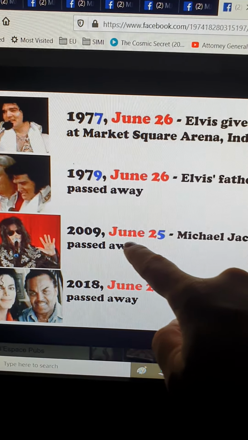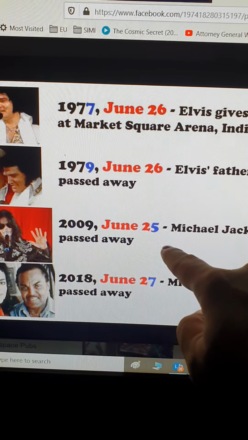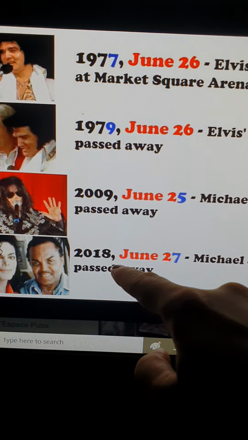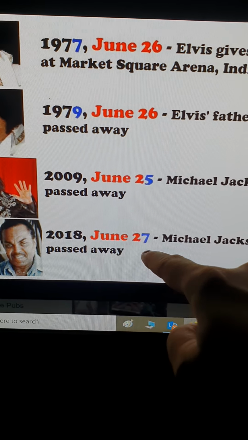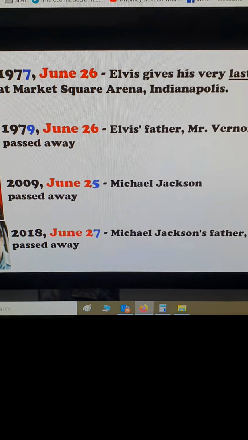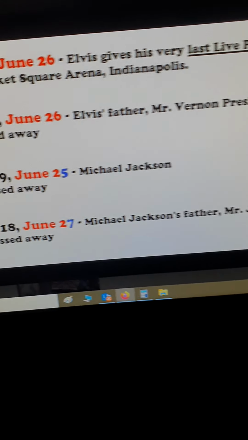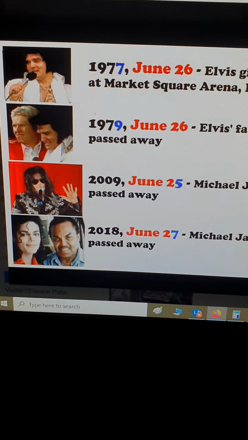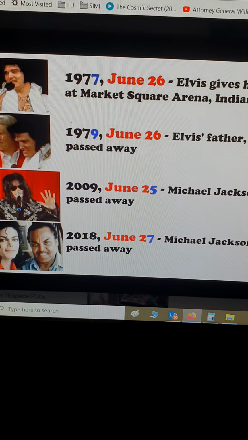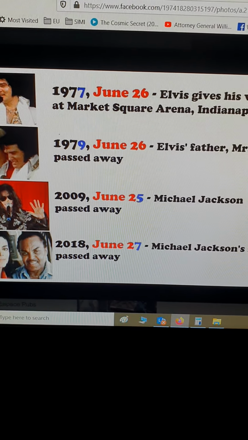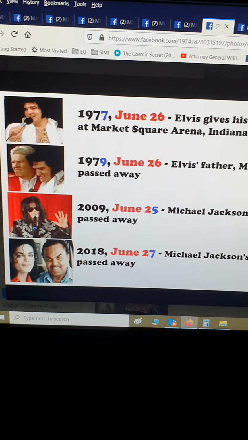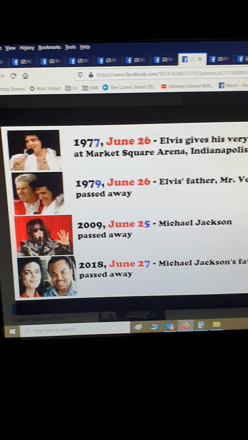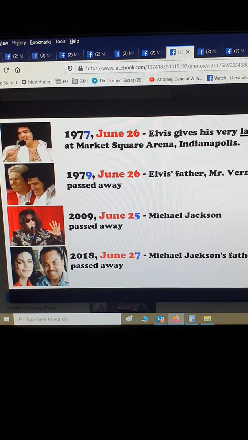Then 2009, June 25th, Michael Jackson allegedly passed away. And then 9 years later, in 2018, on June 27, Michael Jackson's father, Mr. Joe Jackson, passed away. Now, as I said, this universe is in the numbers, and maybe people who believe in astrology, I don't know, are right. You draw your own conclusion how this can happen.